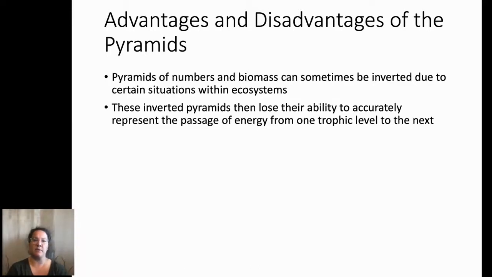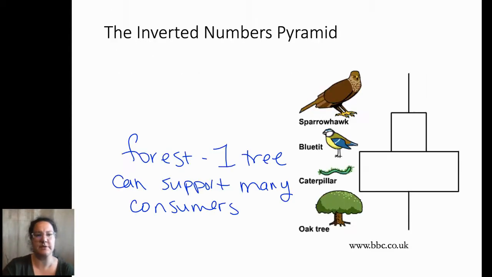So these inverted pyramids then lose their ability to accurately predict the passage of energy from one trophic level to the next, because we'll have a large amount of algae, a small amount of algae, a large amount of algae, a small amount of algae. So you'll see that as examples.